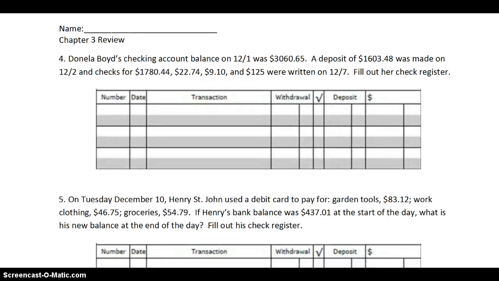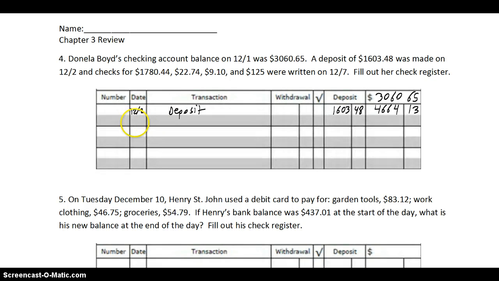All right, number 4. Danella Boyd's checking account balance on 12/1 was $3,060.65. She made a deposit of $1603.48. That was on 12/2. So that deposit gives her a new balance of $4,664.13. Again, this is all just on a calculator. You're just adding.